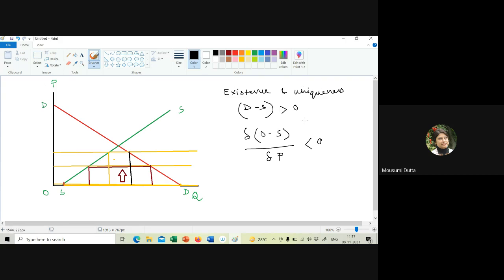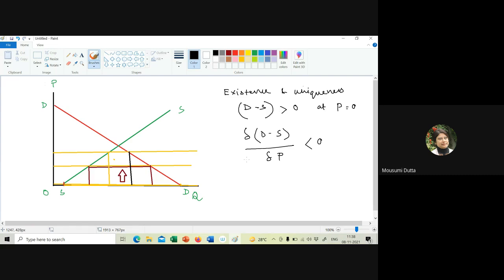Okay, so for existence and uniqueness, first of all, what do we need? D minus S should be positive. That is, if I start with price equal to 0, at that point demand should be larger than supply. D minus S, which means excess demand, should be positive. The second condition: we need del (D minus S) by del P to be negative. Now, what is the meaning of del (D minus S) by del P? Change in excess demand due to change in price.